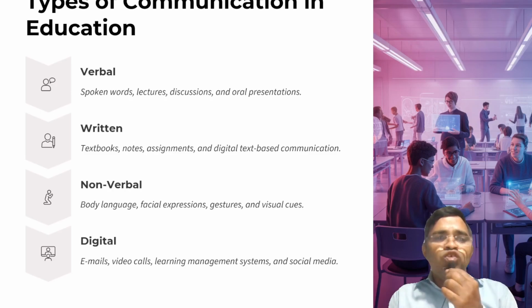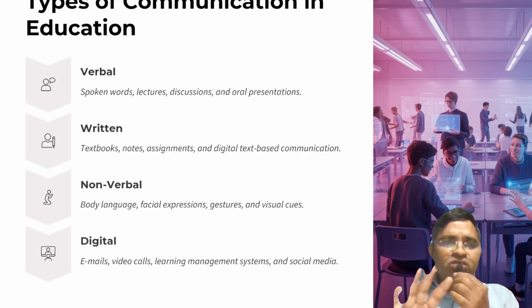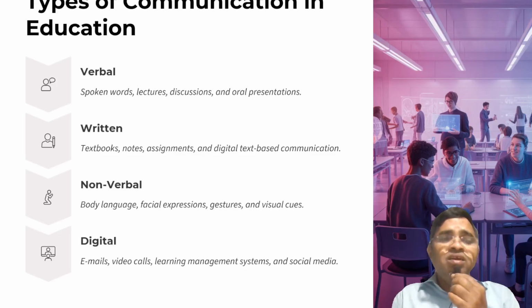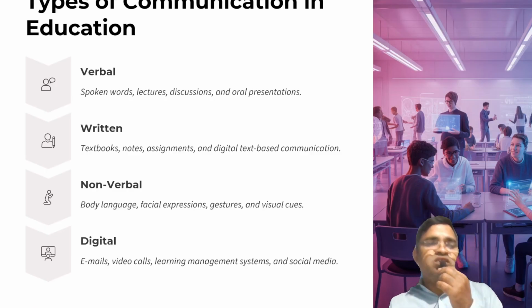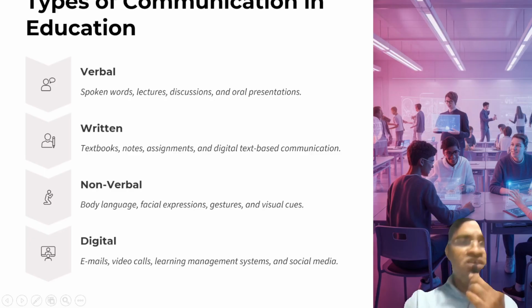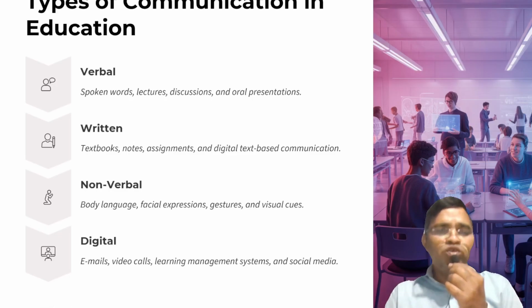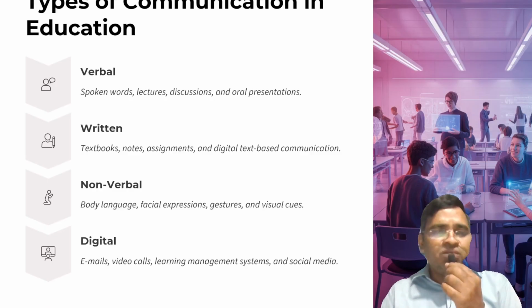Then types of communication. Okay, there are four types of communication: verbal, written, non-verbal, digital. So verbal includes the words you spoke, the lecture you have given, the discussion that has taken place, the oral presentation. These are considered as verbal communication. Written communication is what is written in the textbooks, notes, assignments, digital text-based communication.